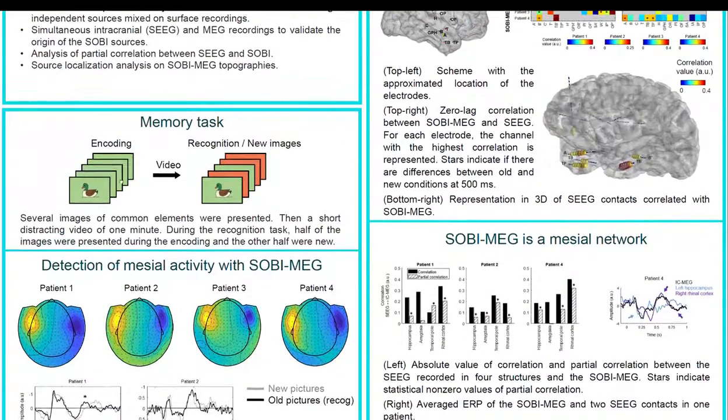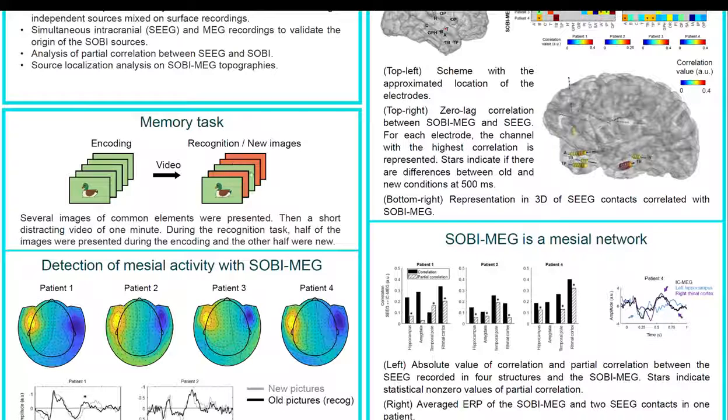The task that we have done is a quite simple memory task of images. It's divided into two different steps. The first one is the encoding part, where we showed each patient different, quite simple images, maybe a dog, a house, a car, things like that. Then we have a short video of 1 minute, a distraction video. And finally, we have the task itself, when we present the patient new images. Some of them are new, so we are presenting them for the first time, and some of them are the same that we presented during the encoding part.